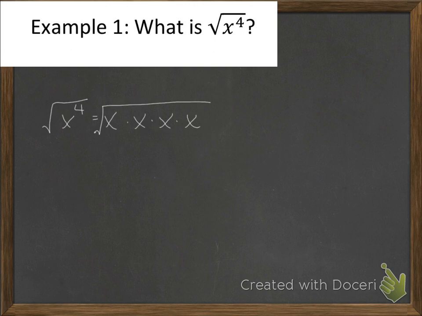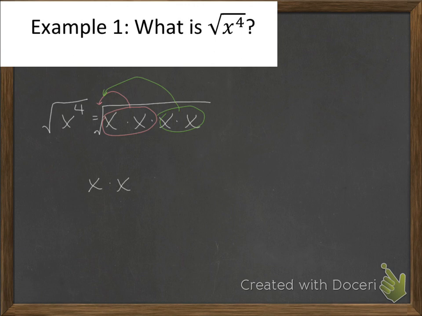So what does that mean? That means that we have one pair of x's that can escape, and then we have a second pair of x's that can escape. Okay? So what does that mean our final answer is? Well, we're going to have one x on the outside, two x's on the outside, and nothing left over, right? There's nothing left on the inside.